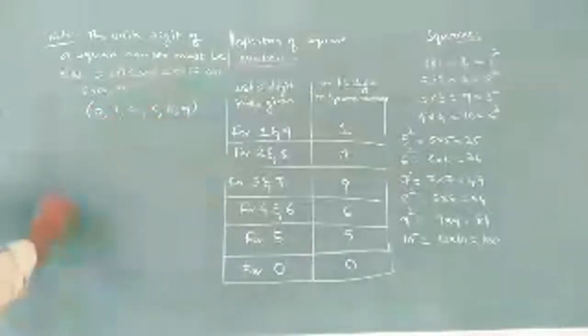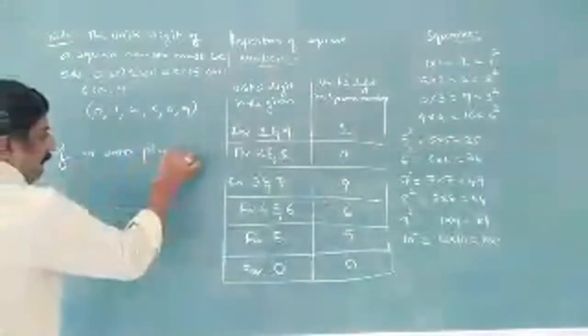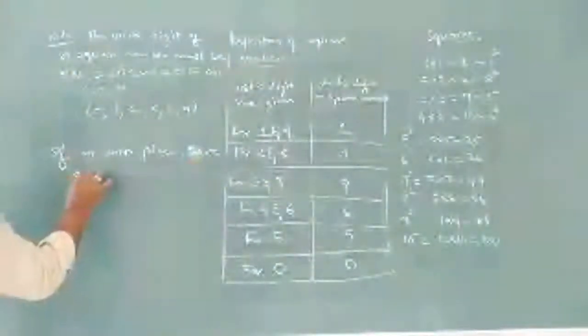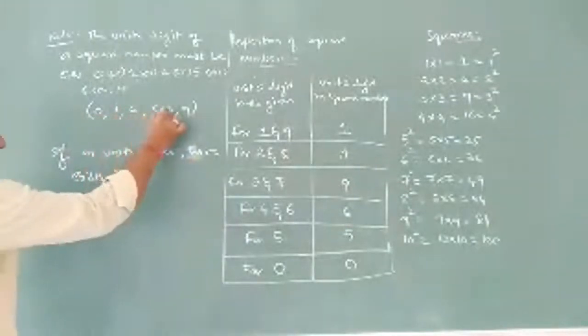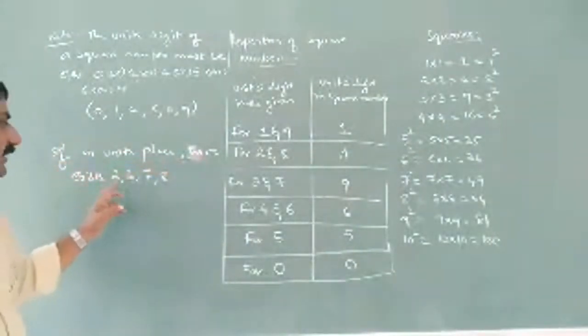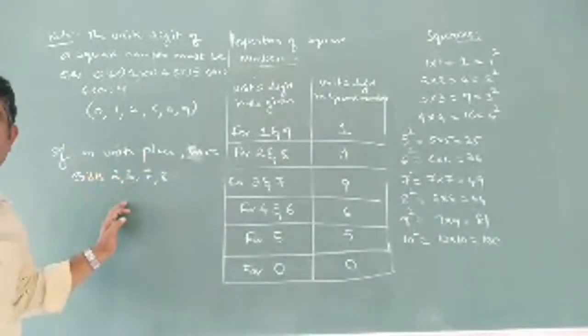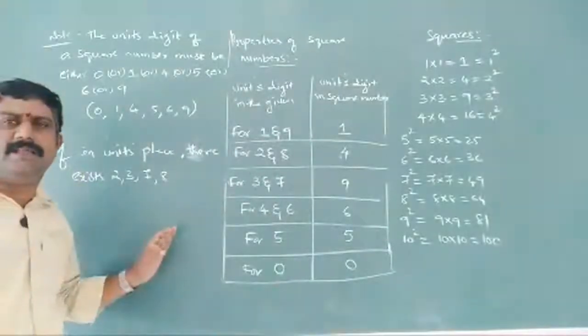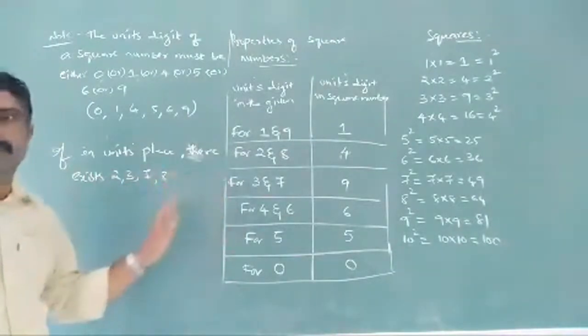Then a question may arise: if in the units place there exists a digit other than these, what is left is 2, 3, 7, 8. So if in the units place there exists 2, 3, 7, 8, we can simply say the number will not be a square number. So no need for checking again here. If you find 2, 3, 7 or 8 in the units digit, we can simply say it is not going to be a square number.